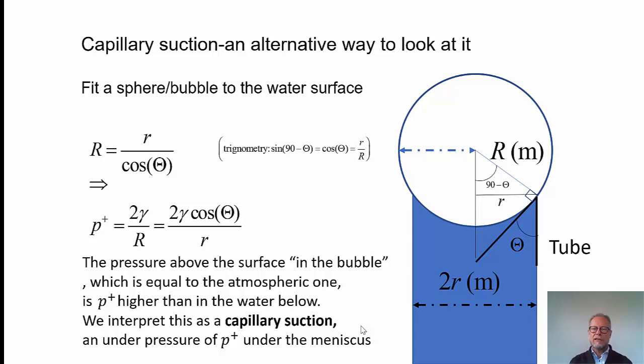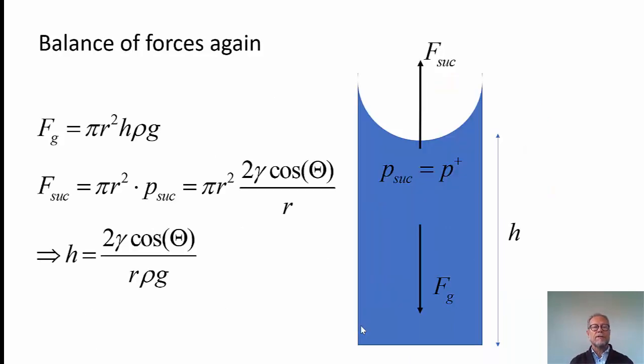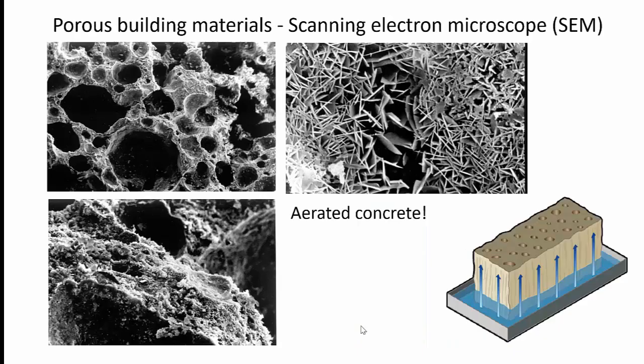So we have a capillary suction instead, a suction force to look at. If we use this way of describing the problem, we still have the balance due to gravity and the mass of water, and this force of suction would be equal to the suction pressure times the cross-section area, pi r squared. And we arrive, of course, at the same formula. But understanding this way of looking at this phenomenon as a suction could be quite fruitful.